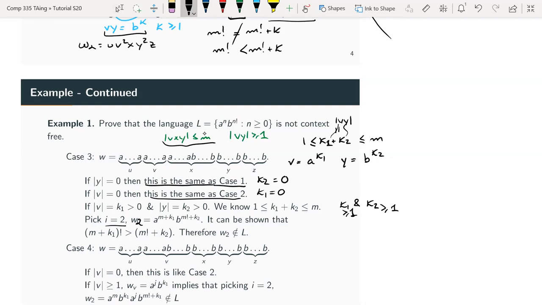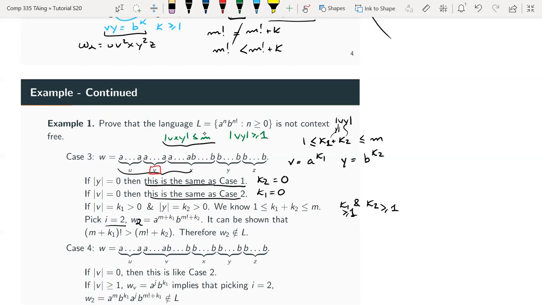to pump up. So what that means is to my A's, so this is my list of A's, I'm going to add an additional Y. Y contains K1 A's, so to the existing M A's, you're going to add K1 A's. That's for the V. Because you're pumping V and Y with exactly the same i, the existing number of B's, in this case M factorial, is also going to receive an addition of B's. That addition of B's is going to come from the additional Y, which is of length K2.